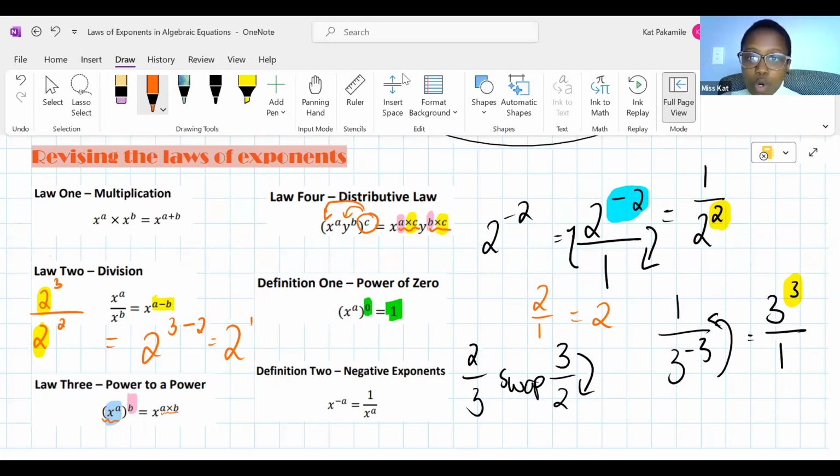Okay. For law 2, if there are different bases, we cannot add the exponents or subtract them. Then it's literally just that, numbers with 2 bases.